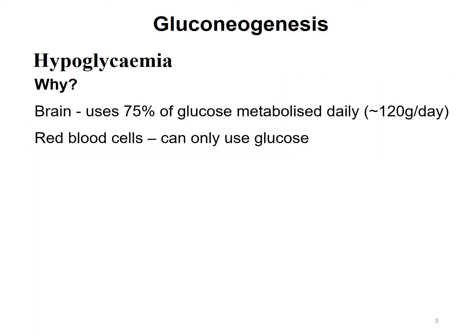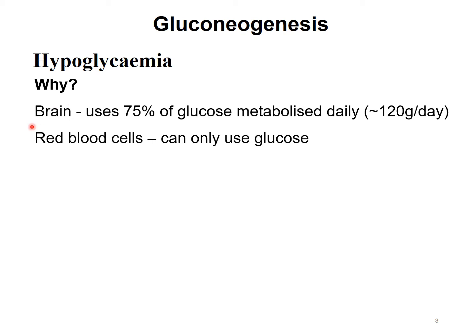But why is glucose so important? It is important for at least two reasons. Number one, the brain uses glucose as the predominant source of energy. In fact, our brain uses up to 3/4 of glucose metabolized every day, which is equal to about 120 grams per day. And for the red blood cells, glucose is the only molecule by which they can produce energy.